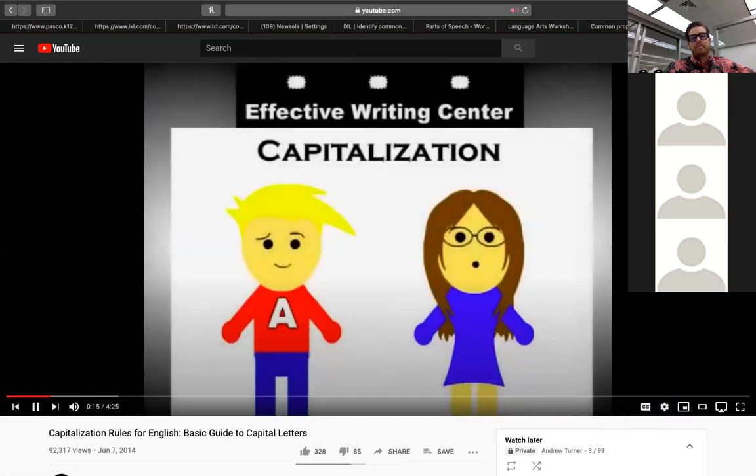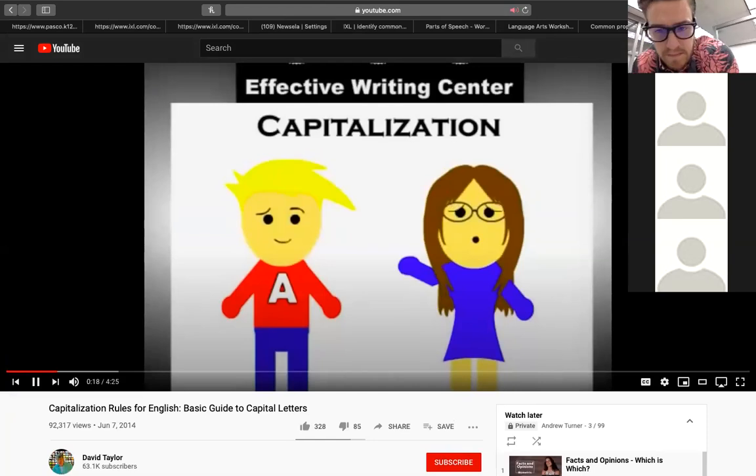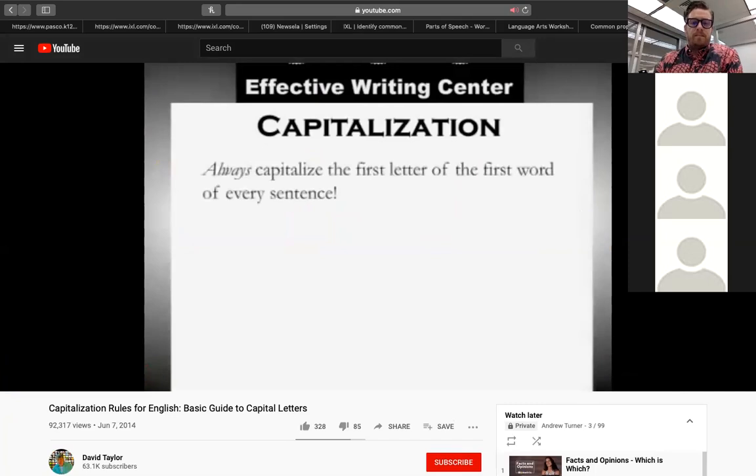Sometimes I get confused about capital letters and when to use them. What are some guidelines for this? Great question. First and foremost, always capitalize the first letter.